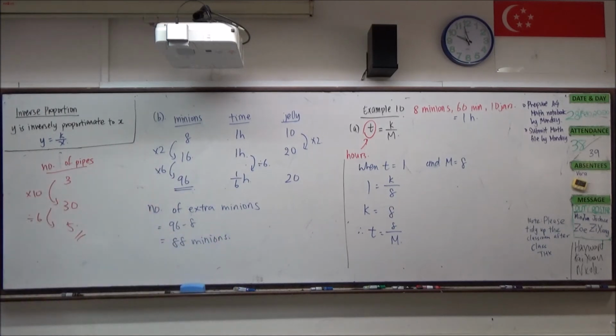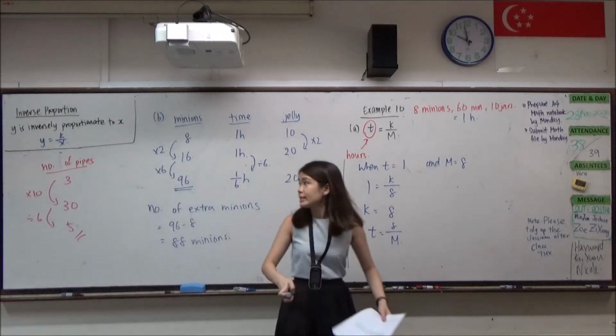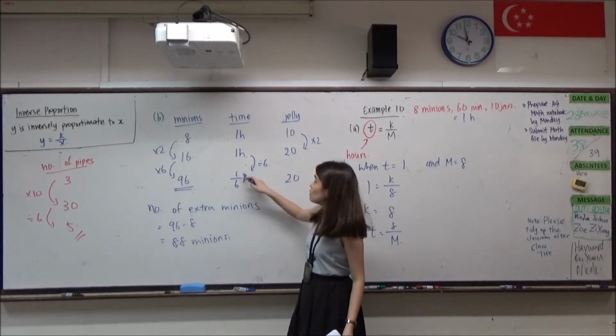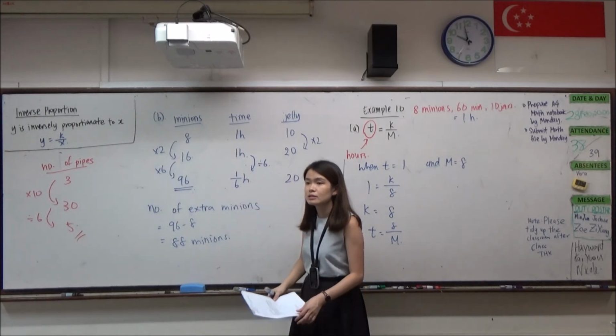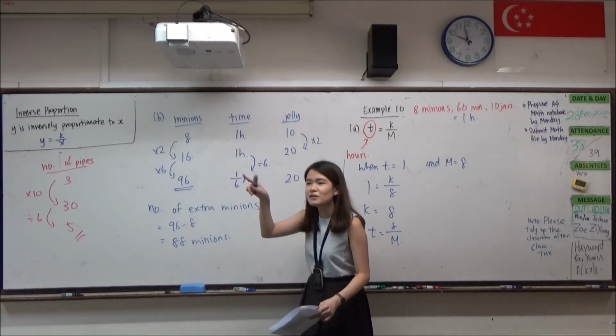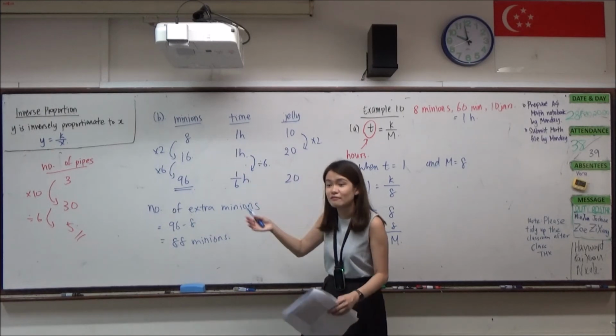Does anyone not understand? Why divide by 6 over here? Because I want 1/6. 1 divided by 6 will give me 1/6. 1/6 is a fraction, it has the same meaning as 1 divided by 6.